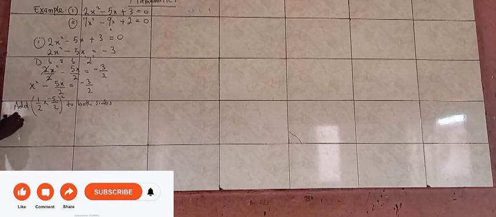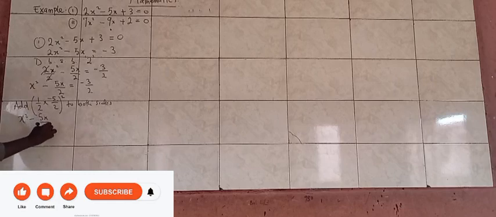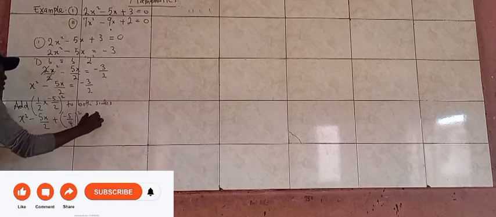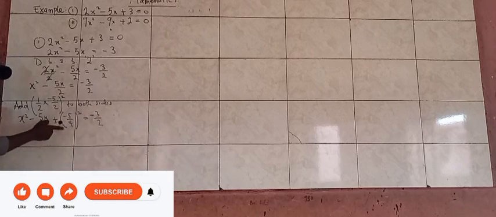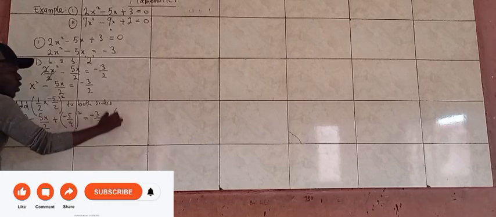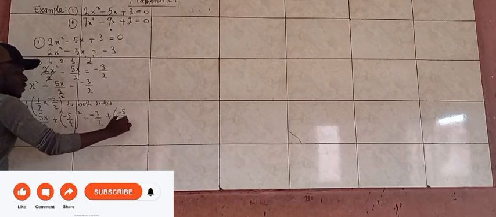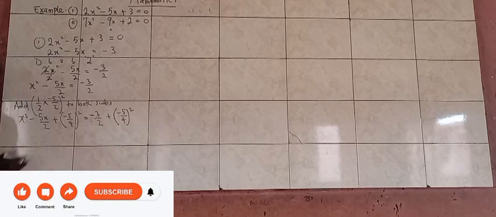And what do we get? We're going to be having x squared minus 5x over 2 plus (minus 5 over 4) all in bracket squared equals minus 3 over 2. I'm having the same thing to add to the right hand side as well, so plus (minus 5 over 4) squared. So now I factorize this. I will pick x, then I will take minus 5 over 4, just like I did when I was deriving that equation.